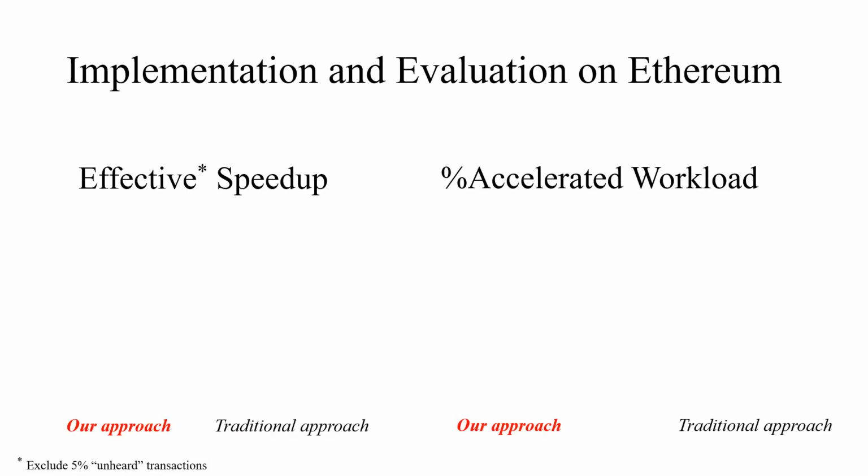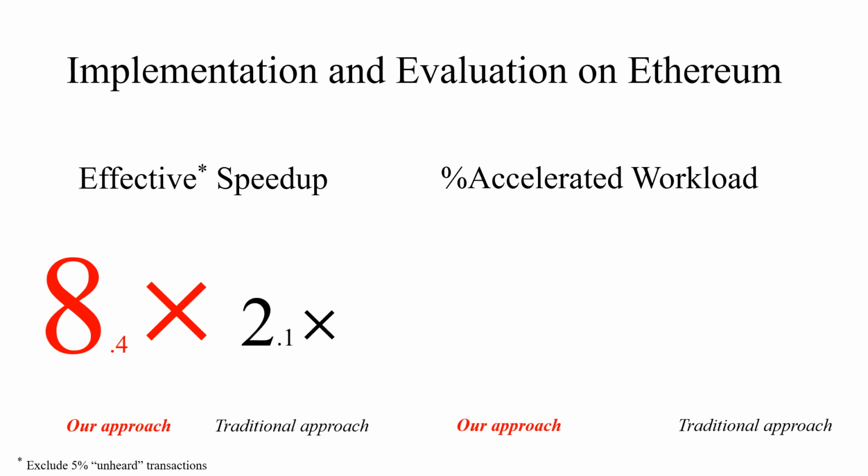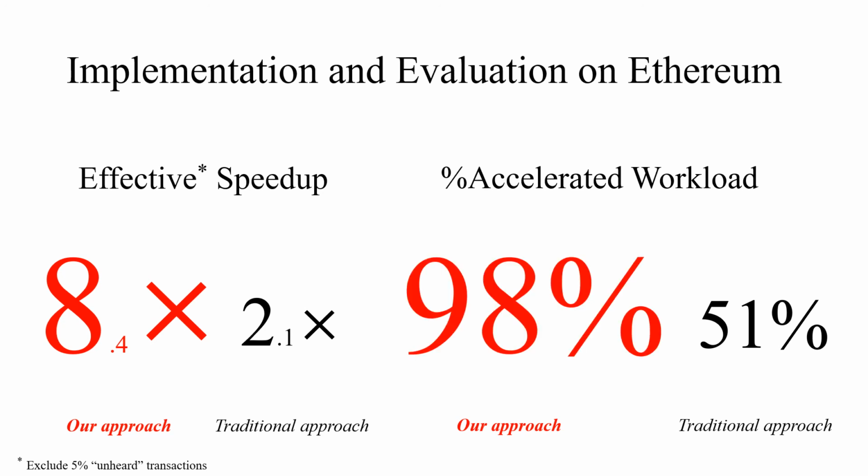There are 5% of the transactions that were not heard by our nodes during the dissemination phase. Thus, there is no chance to do pre-execution for them in the live evaluation. If these unheard transactions are excluded from the calculation, the effective average speedup achieved by our approach is 8.4. In contrast, the traditional approach can only achieve a speedup of 2 on the same workload, as its single future method fails on half of the workloads due to their many future nature. Our approach can accelerate almost all of these many future transactions. In total, we can accelerate more than 98% of the workload.